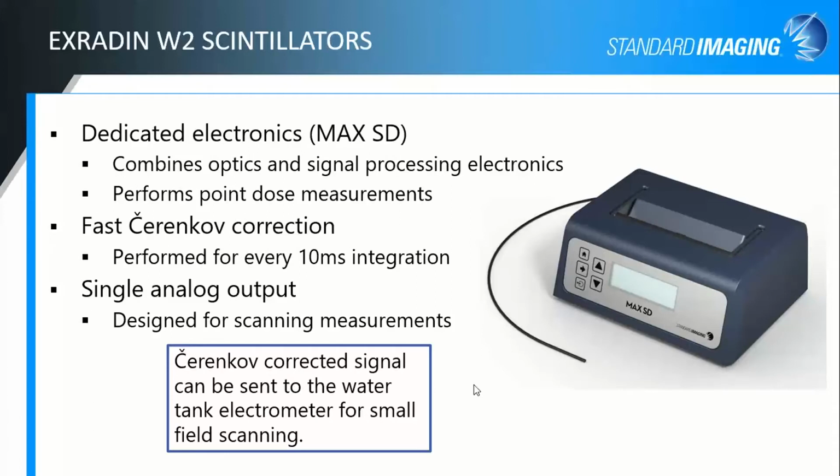So the W2 has a dedicated electronics box called the MaxSD. This combines both the optical signal detection as well as the signal processing electronics to be able to do the Cherenkov correction. You can do point measurements directly with this device, as well as, of course, your Cherenkov characterization. It does a very fast Cherenkov correction. It's performed for every 10 milliseconds of integration of the signal, so that can then be converted into an analog output that could be sent to your water tank for scanning.